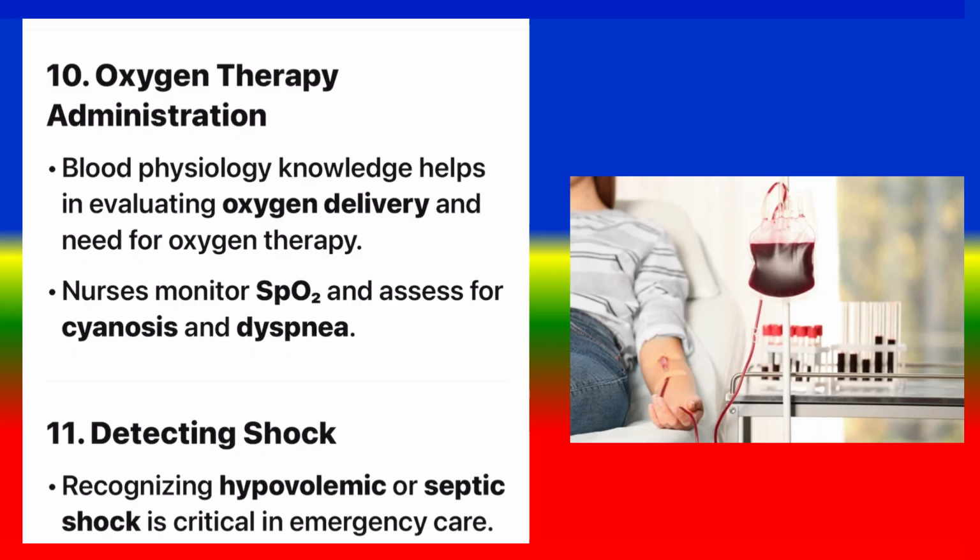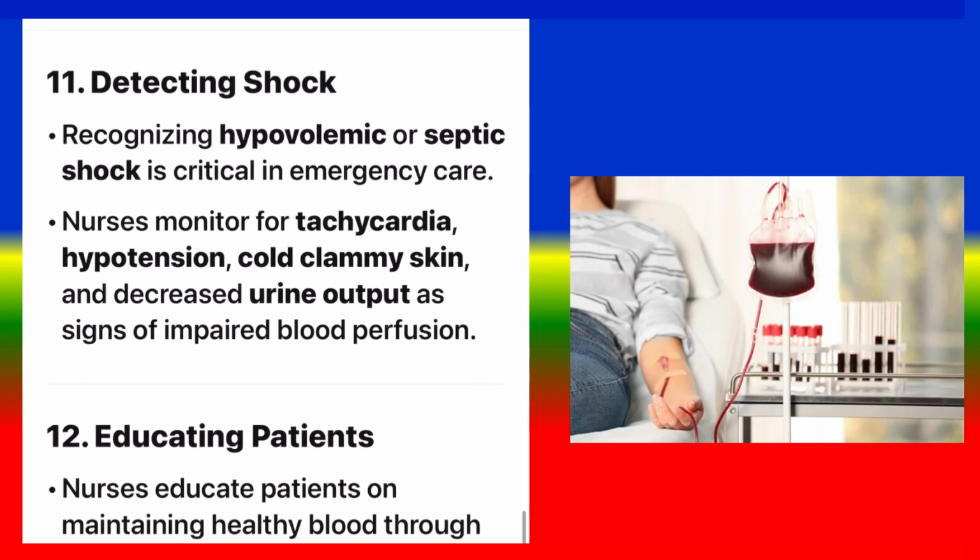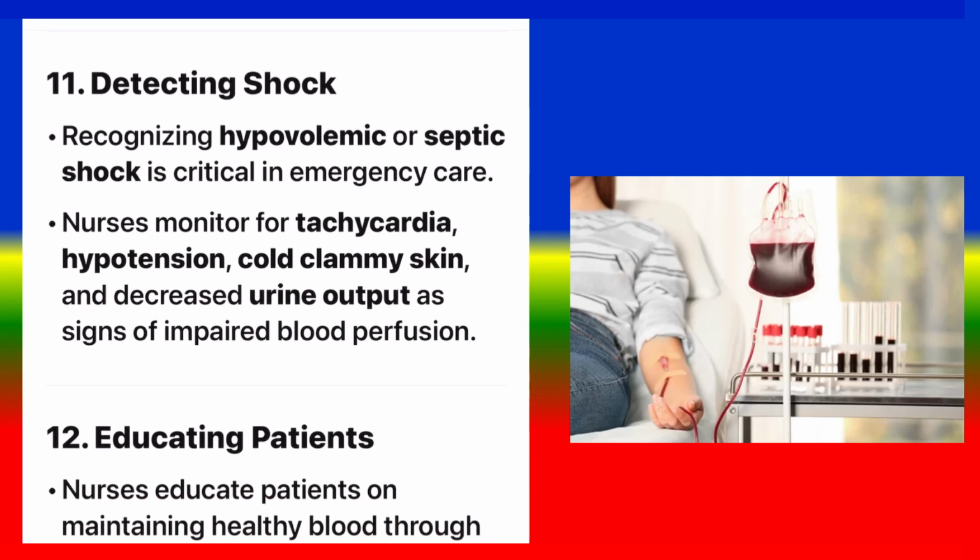10. Oxygen therapy administration. Blood physiology knowledge helps in evaluating oxygen delivery and need for oxygen therapy. Nurses monitor SpO2 and assess for cyanosis and dyspnea. 11. Detecting shock. Recognizing hypovolemic or septic shock is critical in emergency care. Nurses monitor for tachycardia, hypotension, cold, clammy skin, and decreased urine output as signs of impaired blood perfusion.